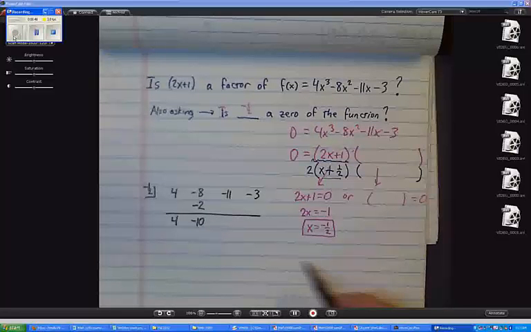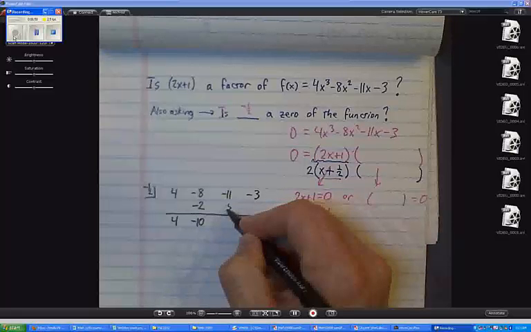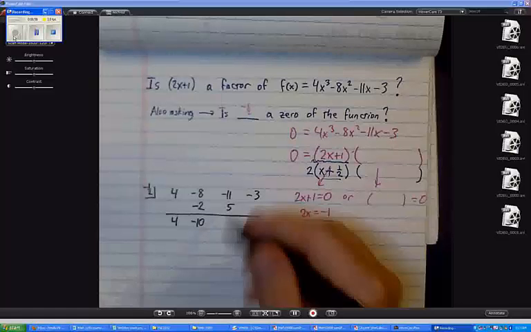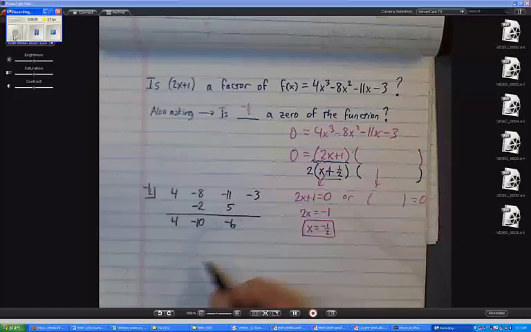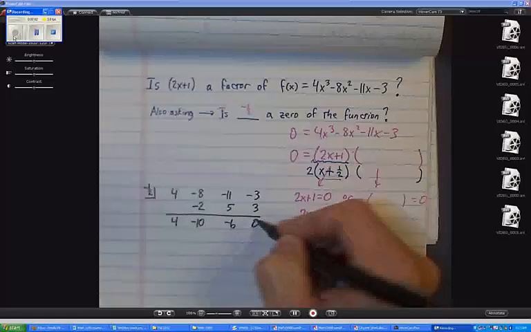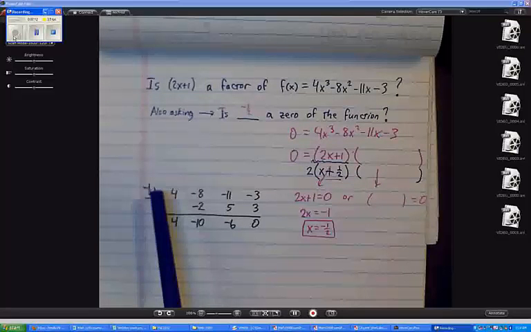Positive, when I multiply, it's going to be positive 5. And now I add, and what do I get? Well, adding is a tug of war. I get negative 6. And now I multiply again. Negative times negative is a positive what? Ha ha! You just feel great when you see that 0, you know? Because that means what? It's a 0. What else does it mean? What's a factor? It means 2x plus 1 is a factor.